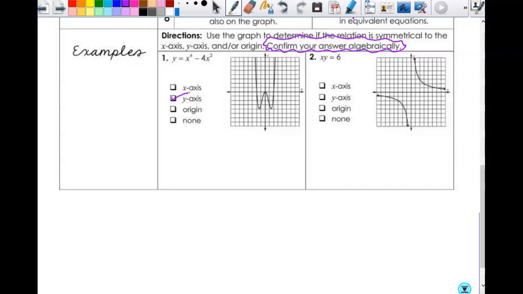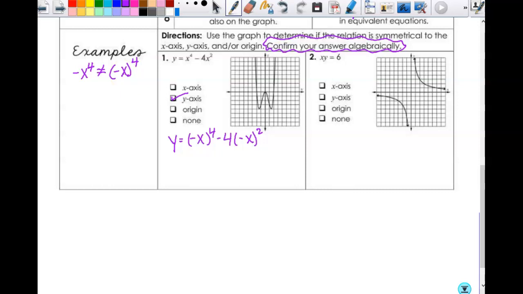So when you confirm y-axis symmetry, you replace x with negative x. So I've got y equals (negative x) to the 4th minus 4 times (negative x) squared. And let me remind you that (negative x) to the 4th does not equal negative x to the 4th, right? Those are two different things. Because negative x to the 4th means you take x to the 4th, and then whatever you get, you make it negative. Here, that negative is also taken to the 4th. Okay, make sense?